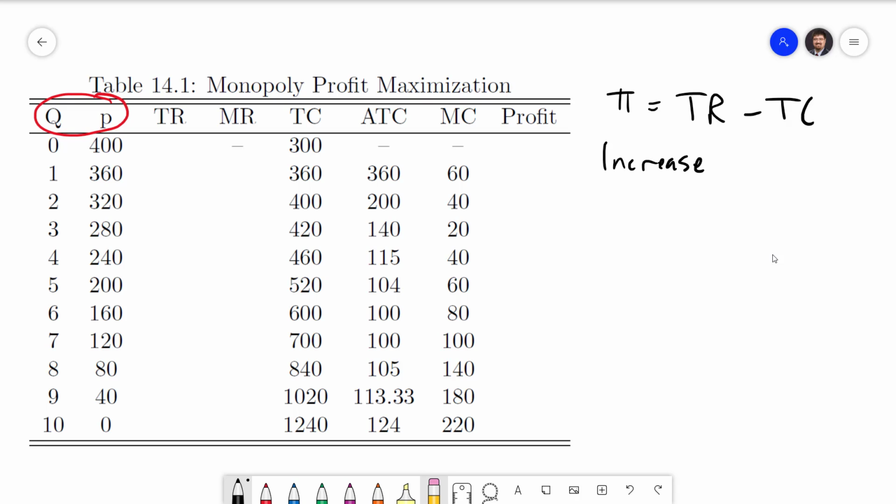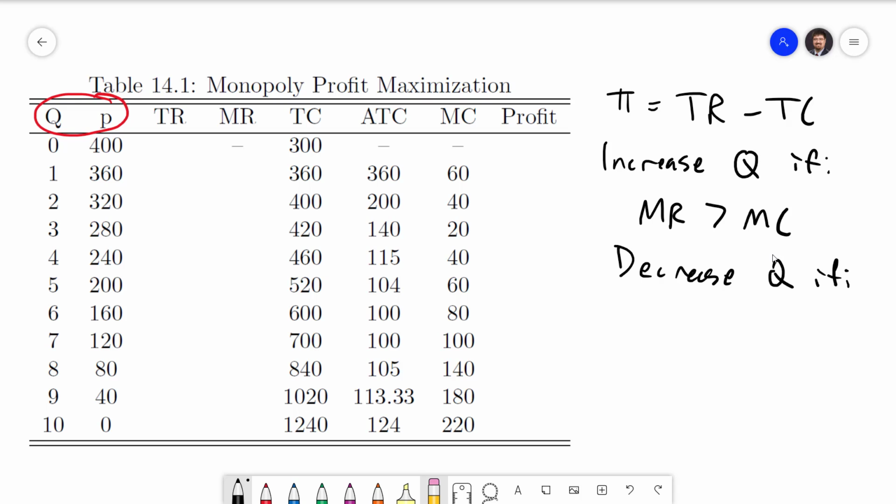The monopoly can increase profit by increasing quantity if marginal revenue is greater than marginal cost. On the other hand, they should decrease quantity if marginal revenue is lower than marginal cost. Let's fill in this table and see what our monopoly is going to do. We will first use the demand schedule to build out our total revenue and marginal revenue.